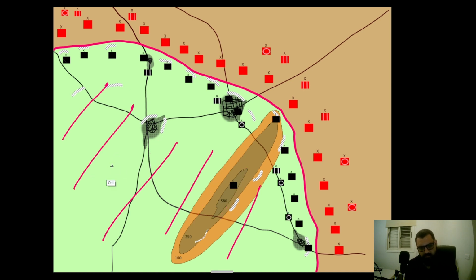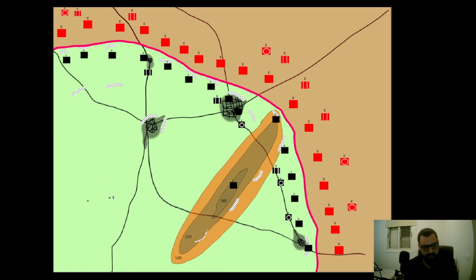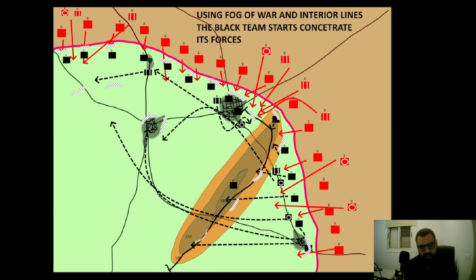So the plan of the black team is to gradually retreat to much more defensible positions behind the mountains and at the same time start concentrating troops using interior lines of defense. Now this takes quite some time to be done. And we see it here. The red team attacks, the black team gradually retreats with a planned retreat, and at the same time, because it has interior lines, the moment it receives fire from the enemy from here, for example, it can quickly move its troops to deal with the situation.